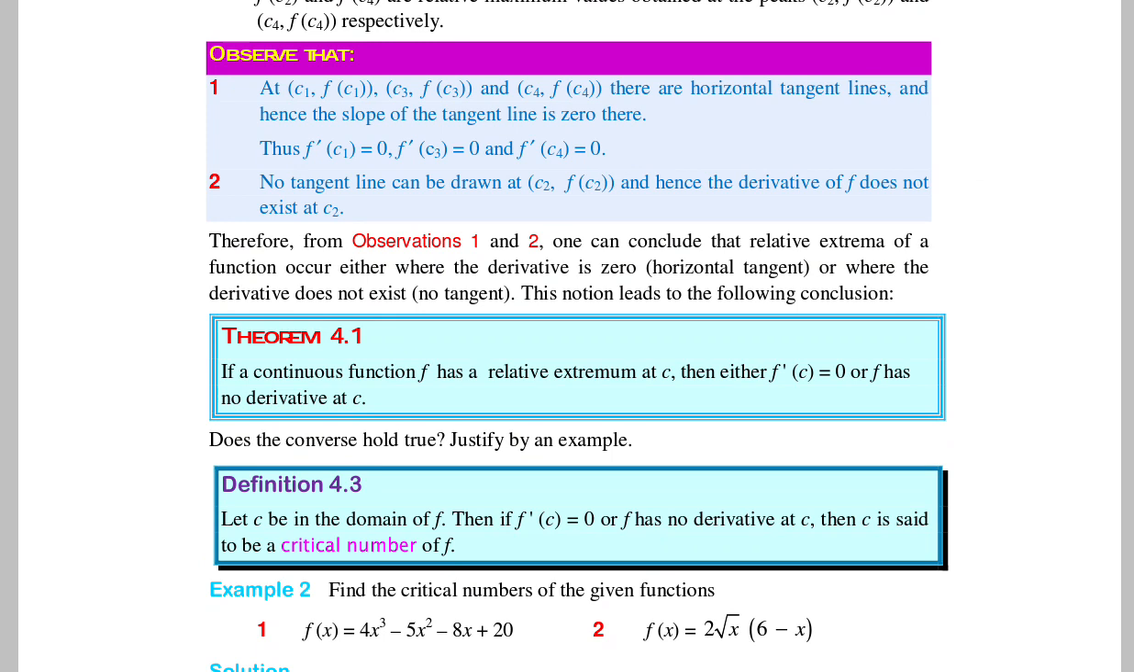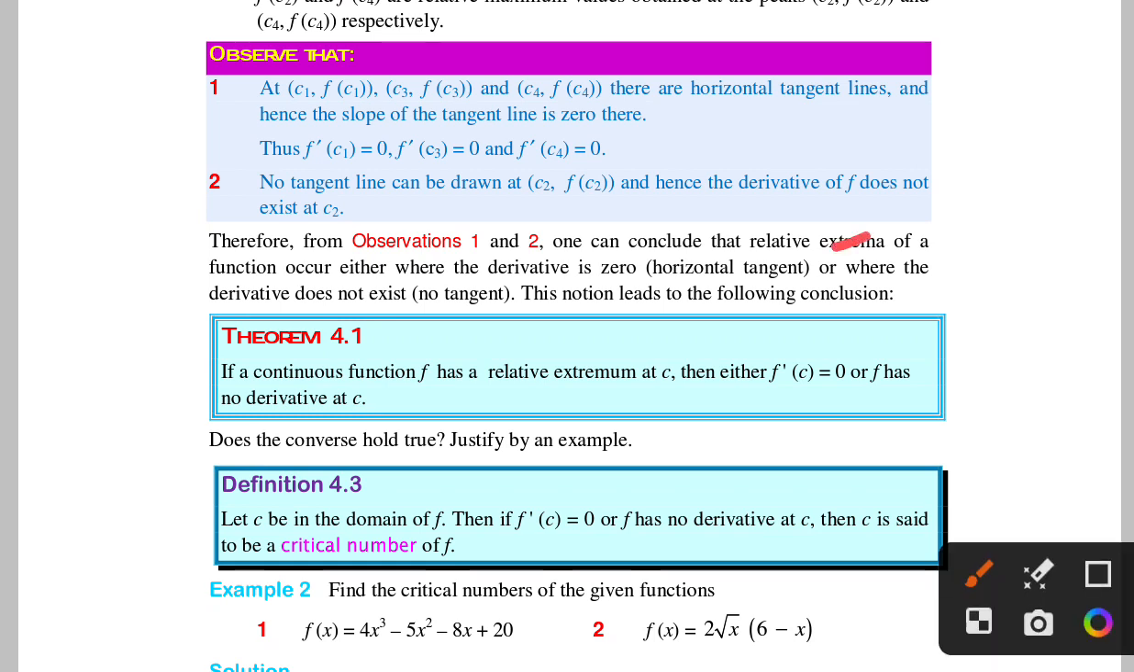Therefore, from observations 1 and 2 one can conclude that the relative extrema of a function occur either where the derivative is 0, horizontal tangent line, or where the derivative doesn't exist, no tangent line. Relative extrema exist there.